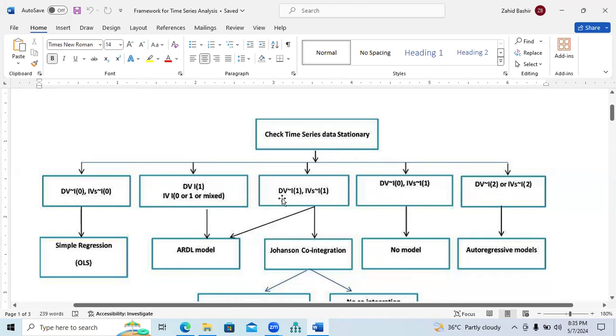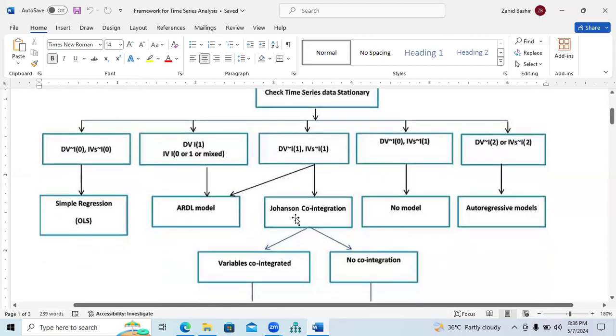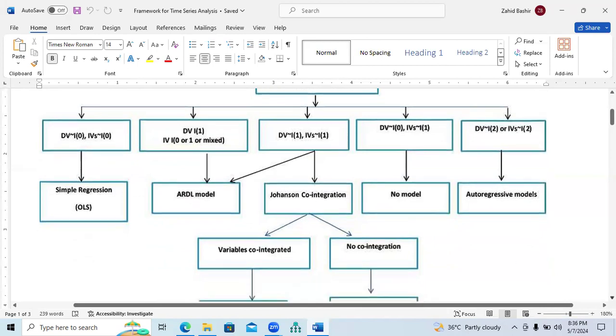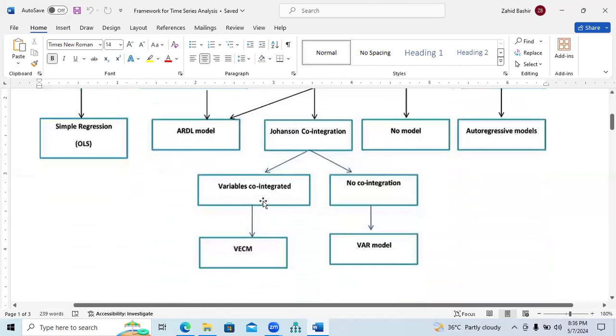Then after that, if your dependent variable is stationary at first difference and your independent variables are also stationary at first difference, in that case, you have the choice. Either you are going to apply the ARDL model or you are going to consider the Johansen cointegration. So I would personally suggest that you should consider the ARDL model along with the cointegration test. So if your variables are cointegrated, you are going to consider the vector error correction model. But if your variables are not cointegrated, it means they have no long-term relationship, then you are going to apply the vector autoregressive or VAR model.